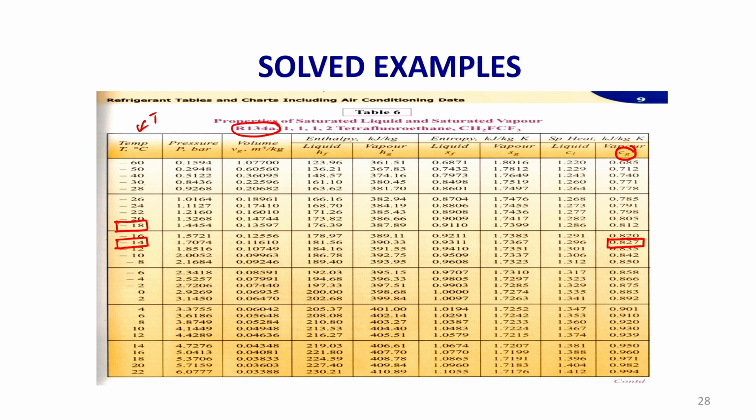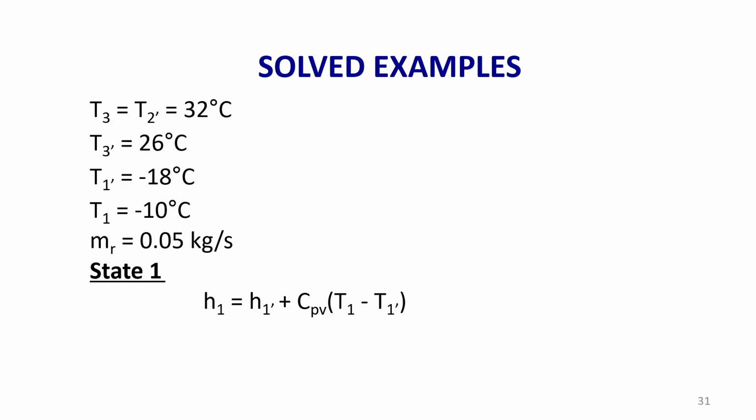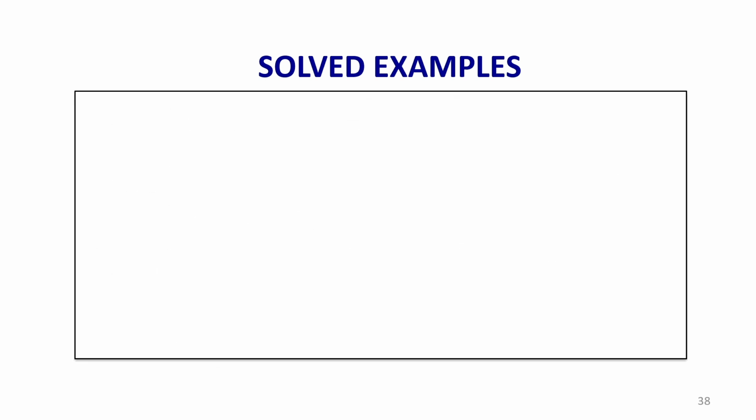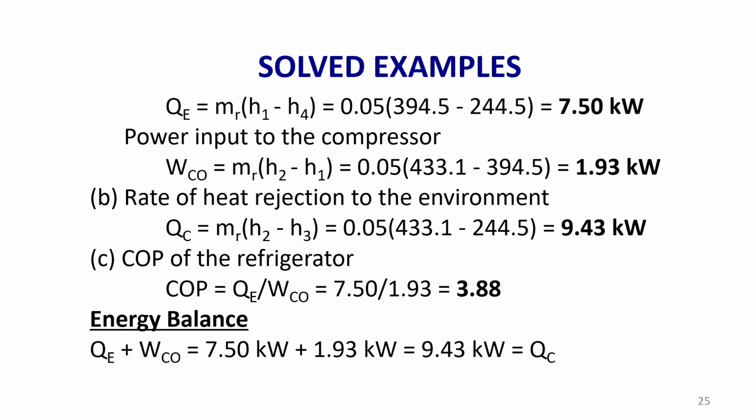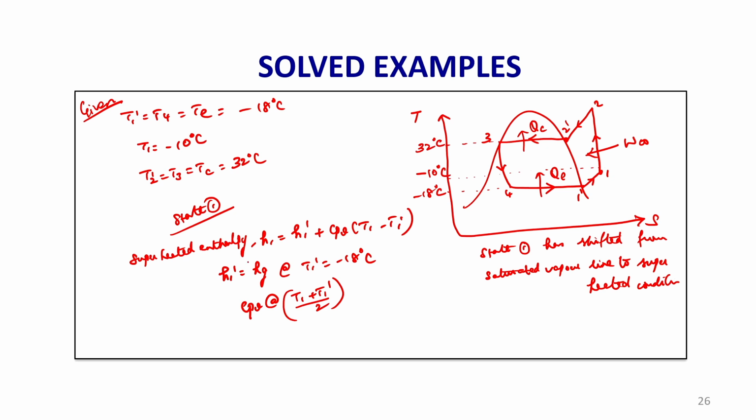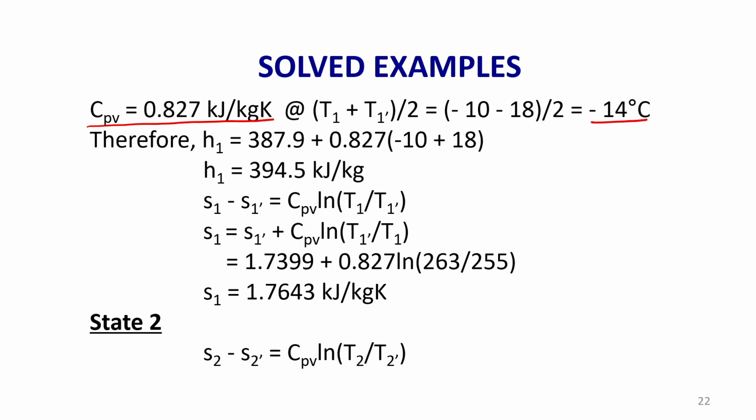This entropy is 387.9, no change. So substitute in this formula and you can find H1. Using this formula, because we know all these values, you can find out H1. Then from 1 to 2 is isentropic compression, we can find out following the procedure.